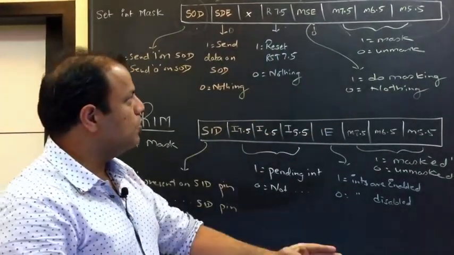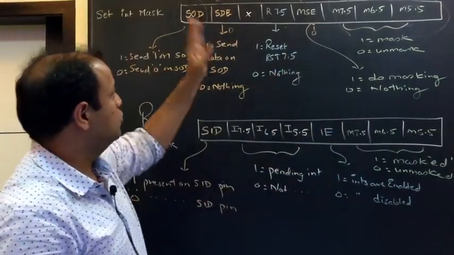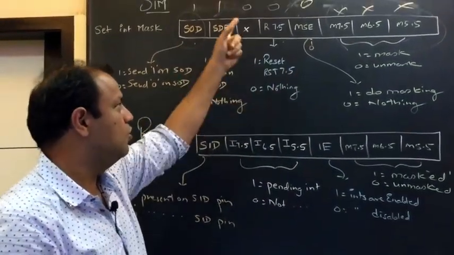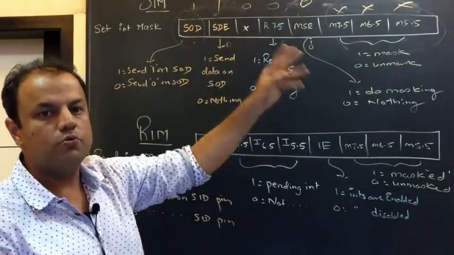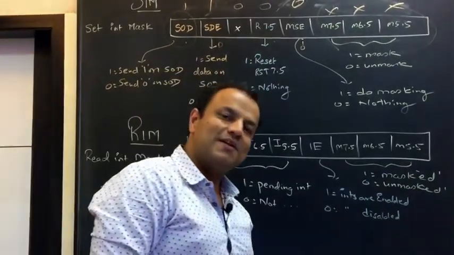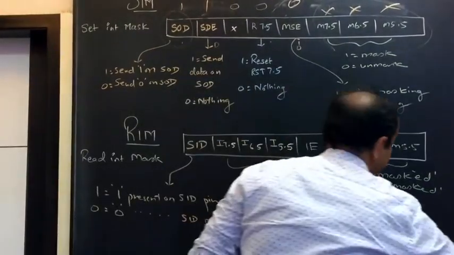In other words, you don't want to do masking, keep this bit 0. You don't want to do serial communication, keep this bit 0. You don't want to do resetting of 7.5, keep this bit as 0. So depending on what you want to do, based on that you make the bit 0 or 1. Please tell me, did you understand? That's it, that is your SIM instruction.